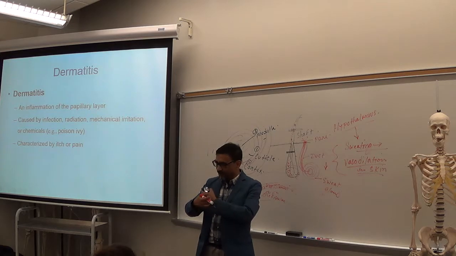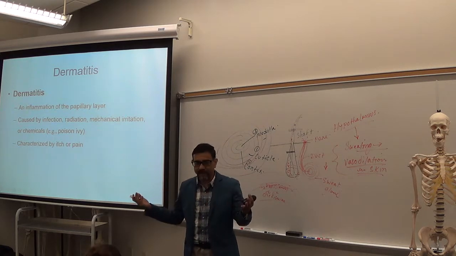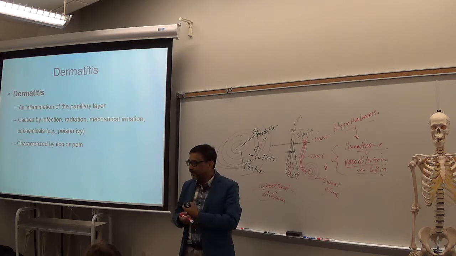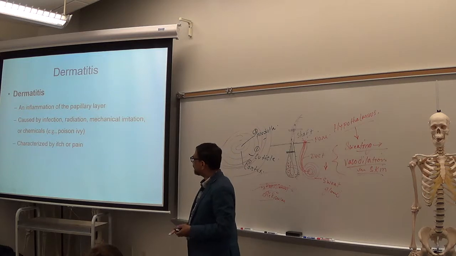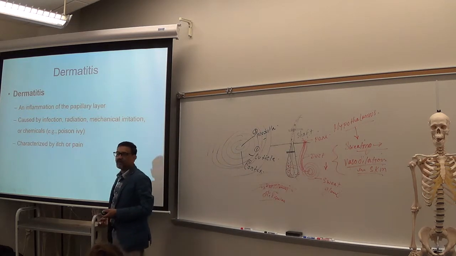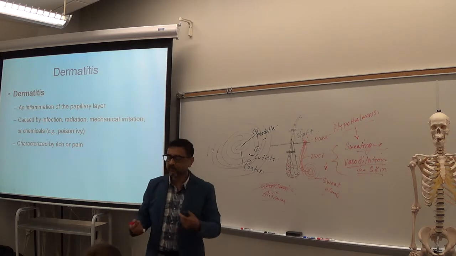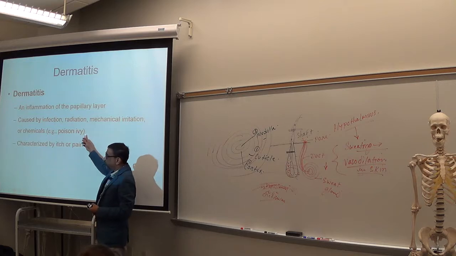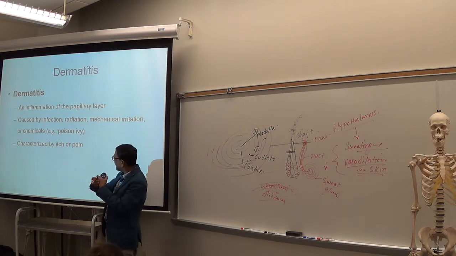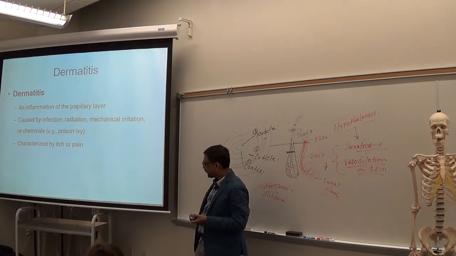Mechanical injury, something scratches you or bites you, right? That can cause damage. UV radiation, right? Radiation can cause injury to the tissue. Infection, microorganisms, bacteria or virus or fungi. Chemicals, acid or poison ivy that cause inflammation of the dermis. That is dermatitis, okay?